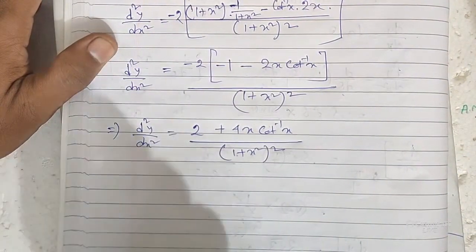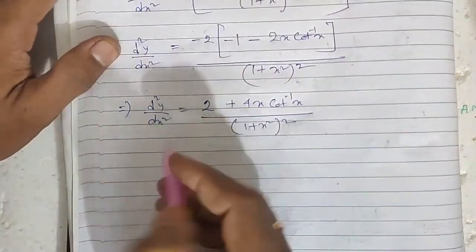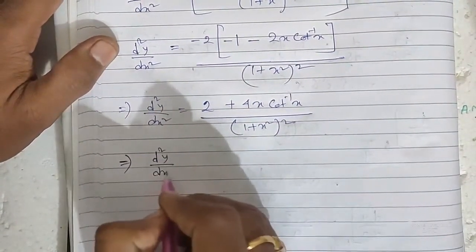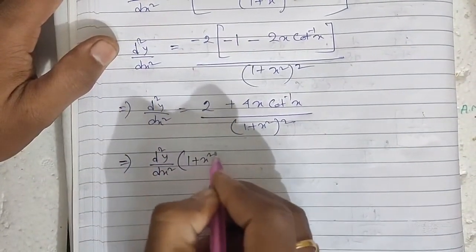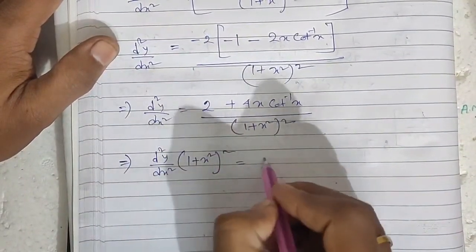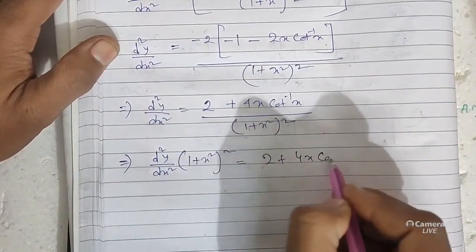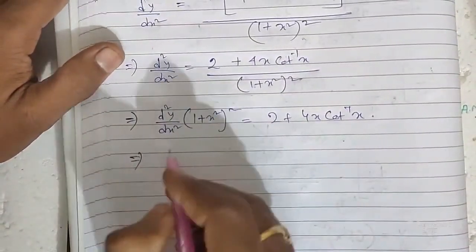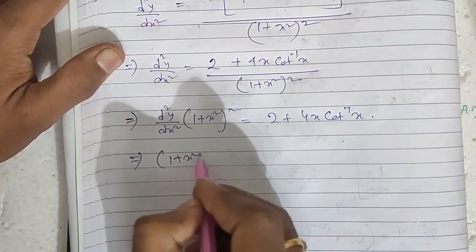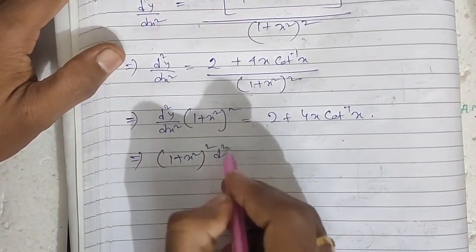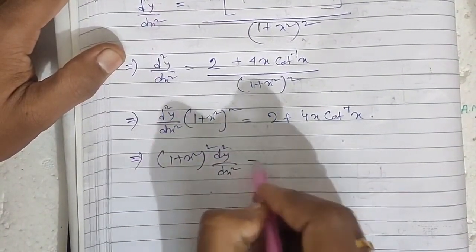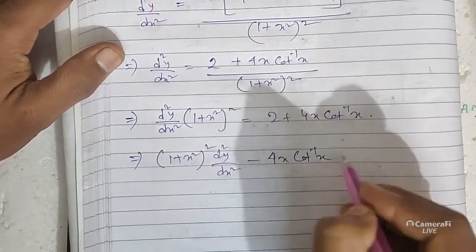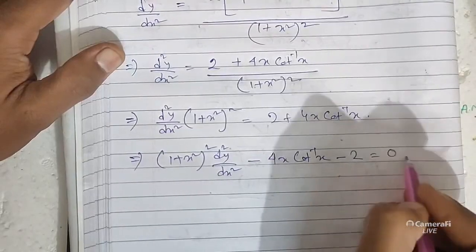Now I have to cross multiply. So d2y by dx2 into 1 plus x square whole square is equal to 2 plus 4x cot inverse x, which implies 1 plus x square whole square d2y by dx2 minus 4x cot inverse x minus 2 equals 0.